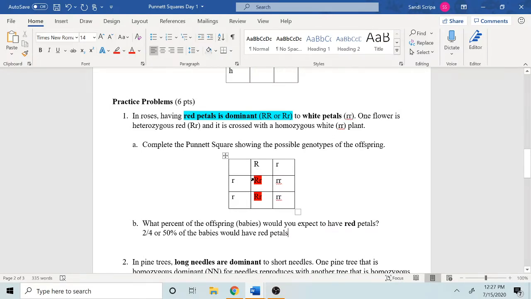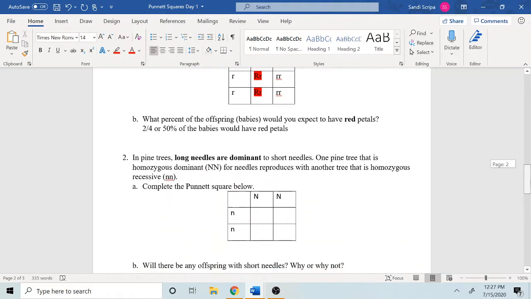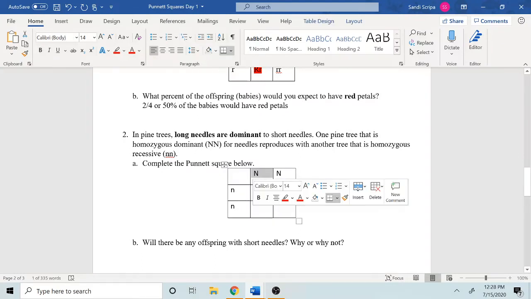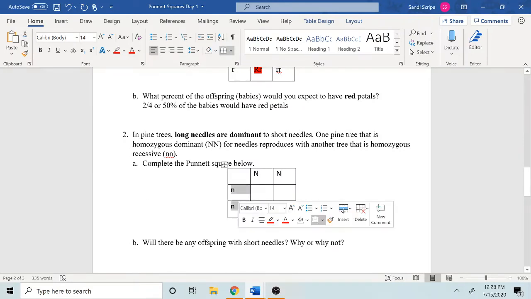And then we're looking at those 4 boxes we made, and we're looking at what traits they have. So let's go down here to number 2. So in number 2, it says in pine trees, long needles, and when we're saying needles, we're really talking about leaves. So long leaves are dominant, or they're more common than short needles or short leaves. So we have one tree that's dominant, big N, which I copied right here for you, has babies with another tree that is recessive, little n. So that other tree is right here.